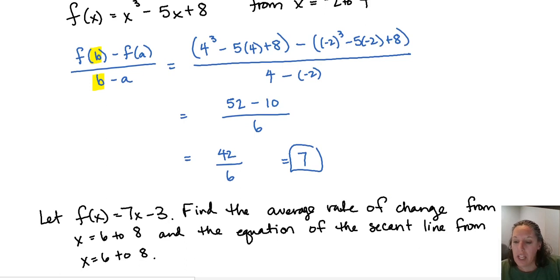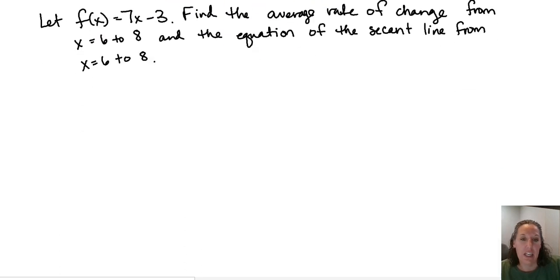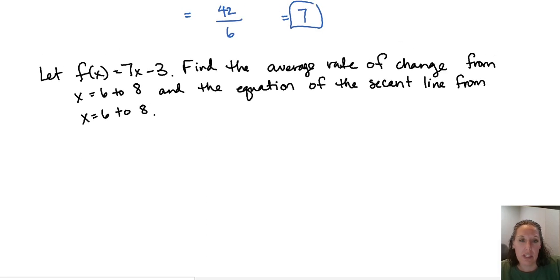Now we call that line the secant line. So we're going to do something very similar on this next example. We have f of x equals 7x minus 3. We're asked to find the average rate of change from x equals 6 to x equal 8, and then find the equation of the secant line from 6 to 8. So a secant line is the one where our slope is equal to that average rate of change.